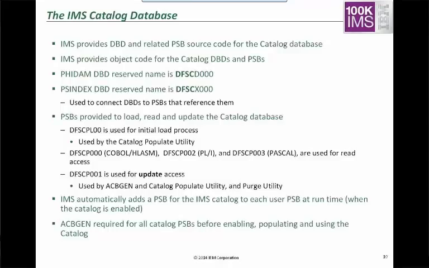IMS automatically adds its PSBs for the IMS catalog to any user PSB at runtime. This way, if programs need to access the catalog, they can. ACB Gen is required for all catalog PSBs before enabling and populating and using the catalog. And I'm going to talk about that in more detail when we get into the steps of implementing the catalog.